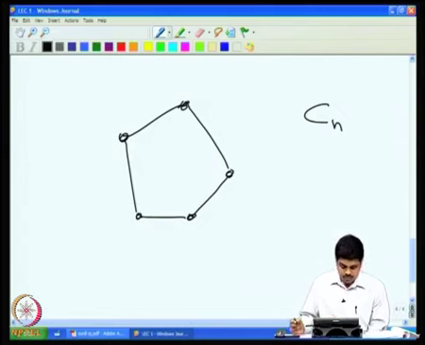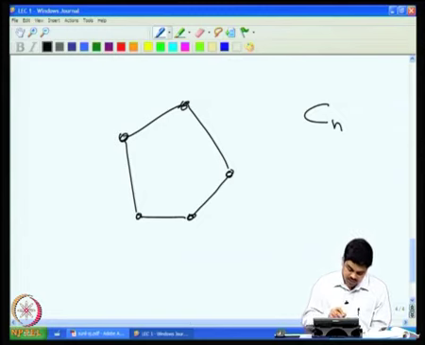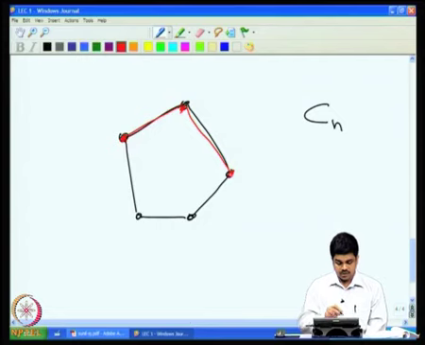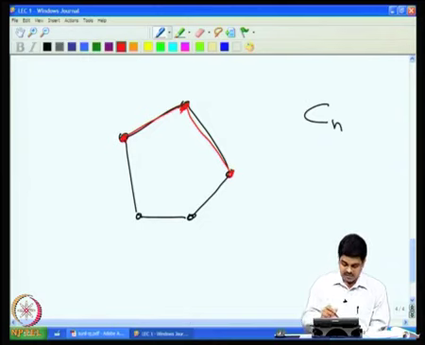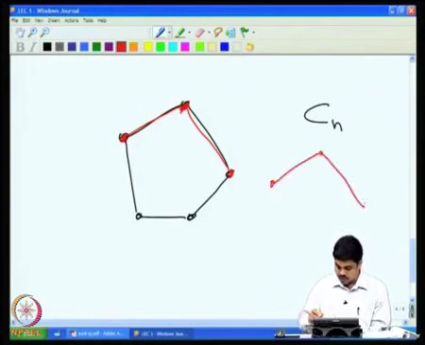And suppose we collect these vertices using red, let us say these vertices, and then take some of the edges here. So, this one, this one. So, here the red colored vertex set is a subset of the vertex set of the original graph Cn, and the edge set is also a subset of the edge set of the original graph Cn. So, this looks like this. This is a subgraph of the original graph.